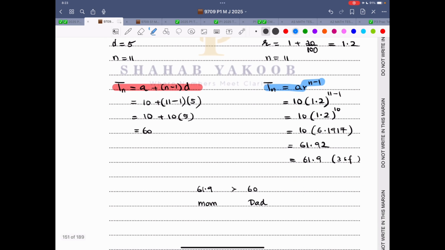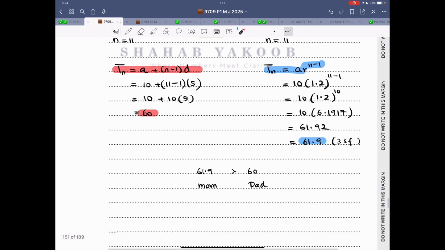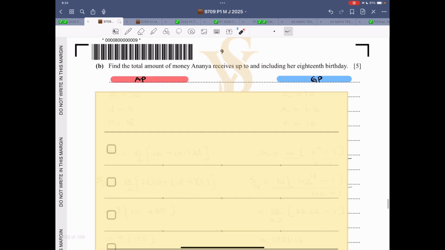So just use the formula, and what are we getting? We are getting this value. We are getting this value. So on her 11th birthday, the blue amount, which is the amount given by the mom, is greater than the amount given by her dad. So that is the first thing. The next one: find the total amount of money Anania receives up to and including her 18th birthday. That is the sum formula.